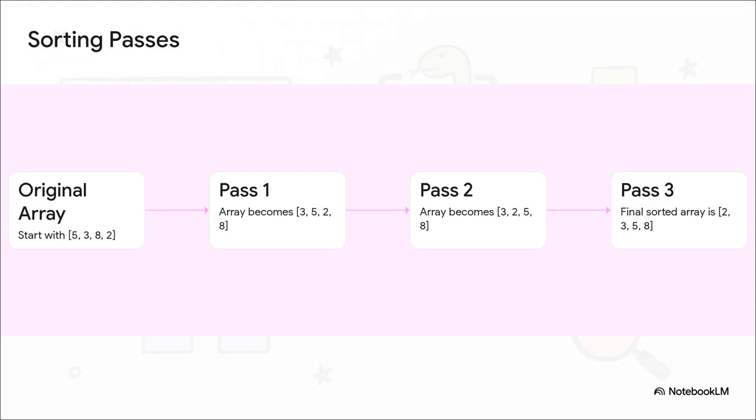And this brilliantly illustrates the math in action. Let's trace it together. Our original array is 5, 3, 8, 2. In pass 1, 5 and 3 swap, then 5 and 8 don't swap, but 8 and 2 swap. The 8 literally bubbles to the very end, giving us 3, 5, 2, 8. In pass 2, 5 and 2 swap, moving the next largest number down, giving us 3, 2, 5, 8. Finally, in pass 3, 3 and 2 swap. The final result is our perfectly sorted array 2, 3, 5, 8.